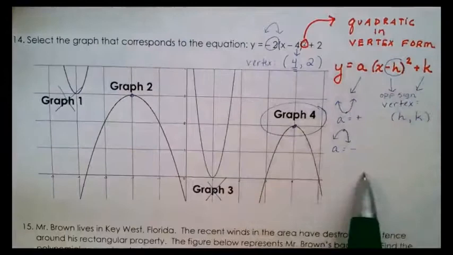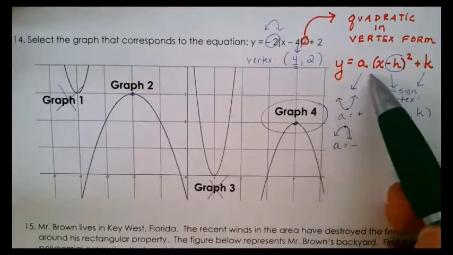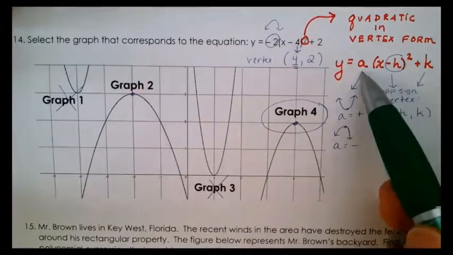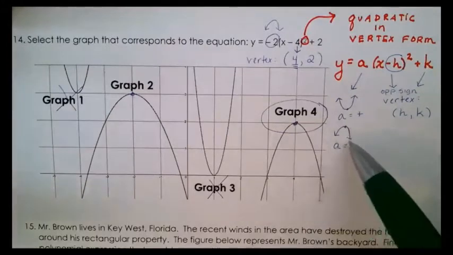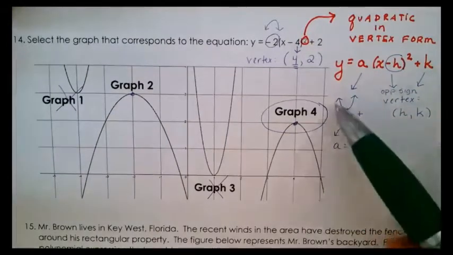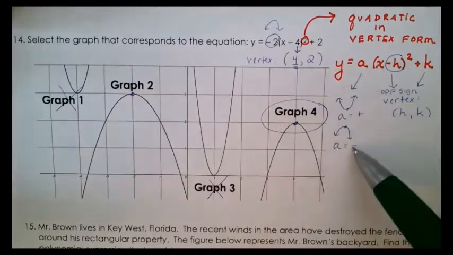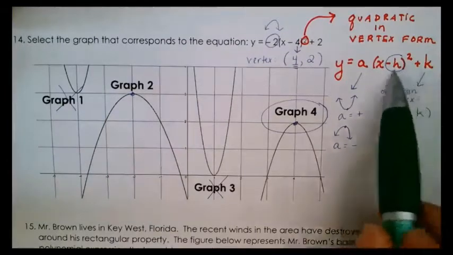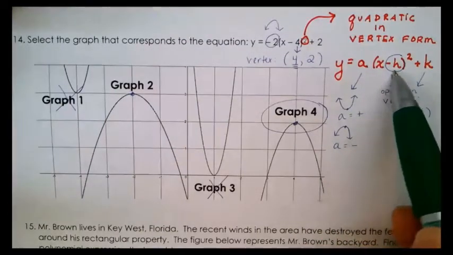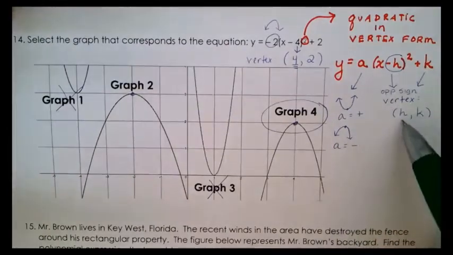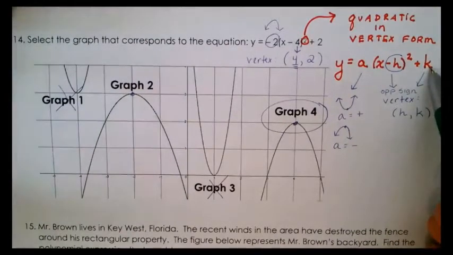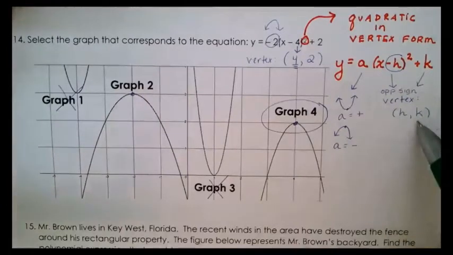Okay, so make sure you have all these notes. The first number in front of the parentheses, whether it's positive or negative, is going to tell you how to have your parabola facing: up if it's positive, down if it's negative. And then the number inside of your parentheses, if you change the sign, is going to be the x coordinate for your vertex. And then the number at the end, do not change the sign, and it's going to be the y coordinate for your vertex.